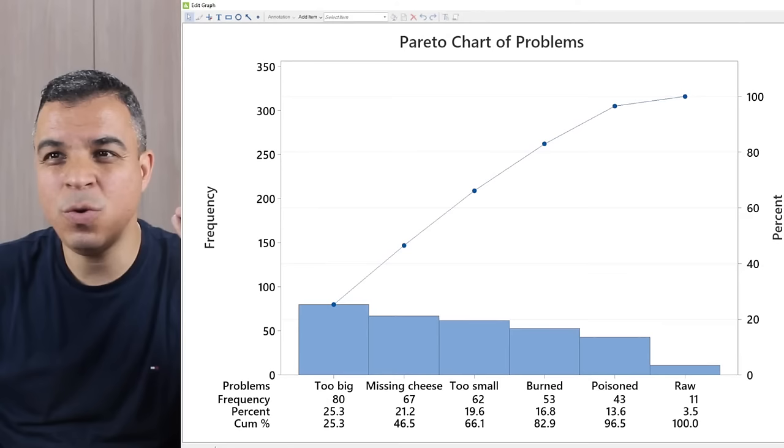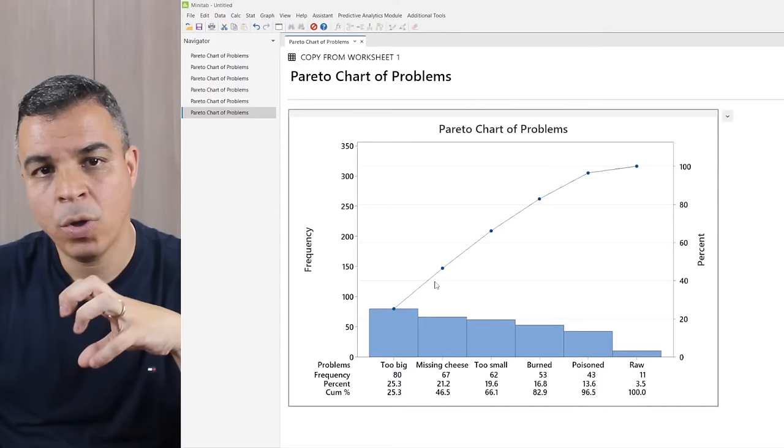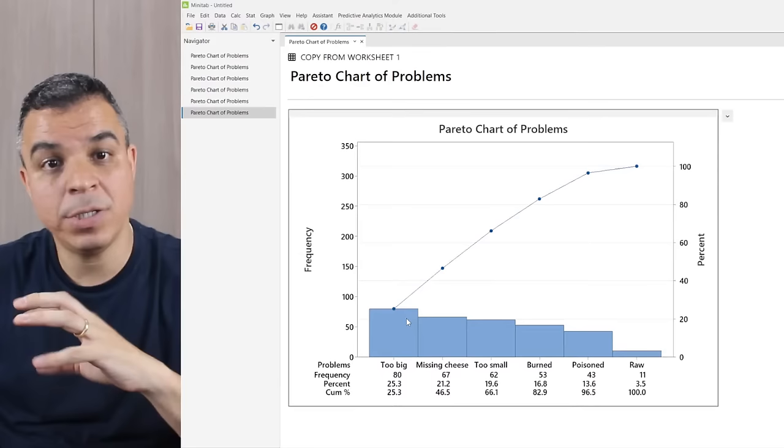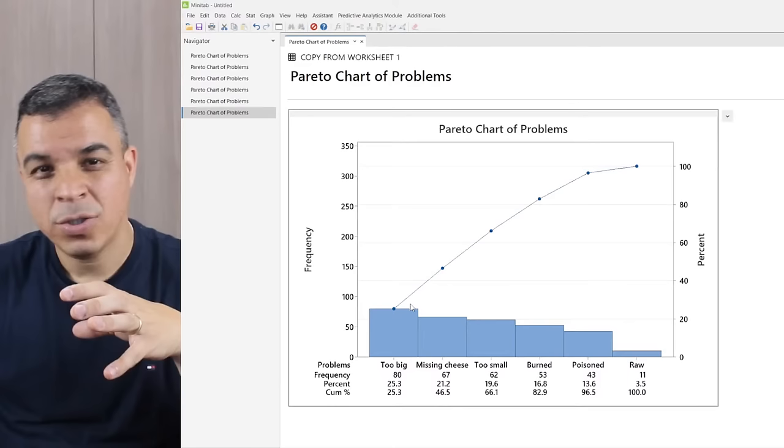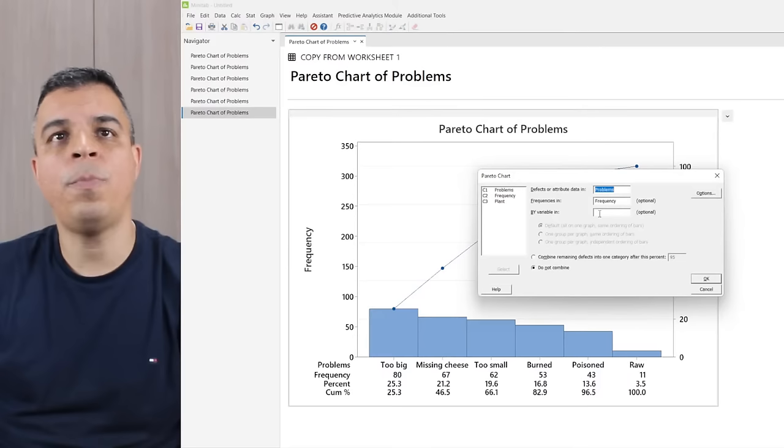But see that you are missing an opportunity to segment, to stratify. In terms of granularity, it's not the best way to present that. Because should we tackle too big cheese breads in Argentina, Brazil, and Spain at the same time? One of the most useful concepts when you are analyzing a problem is segmentation, stratification. So powerful. So you can break down here by plant.